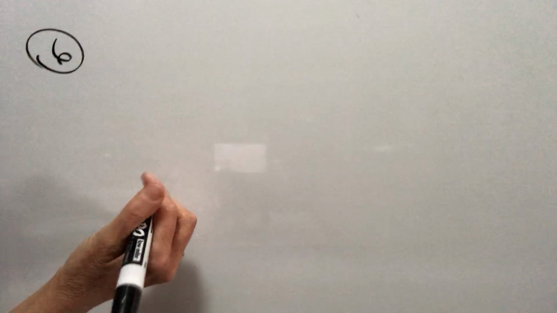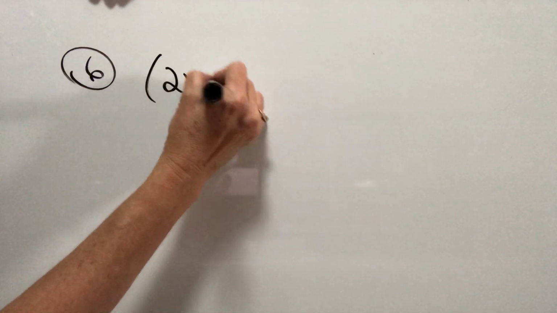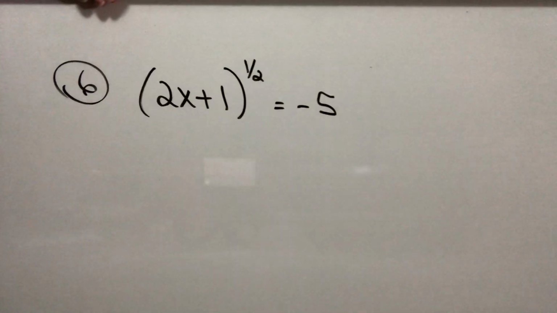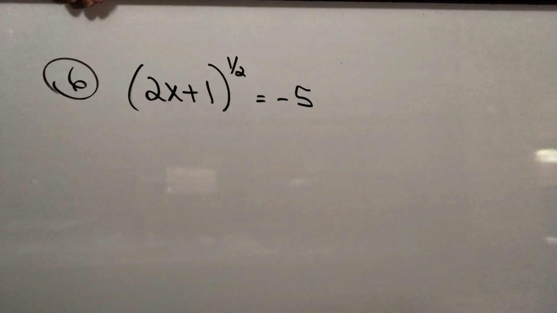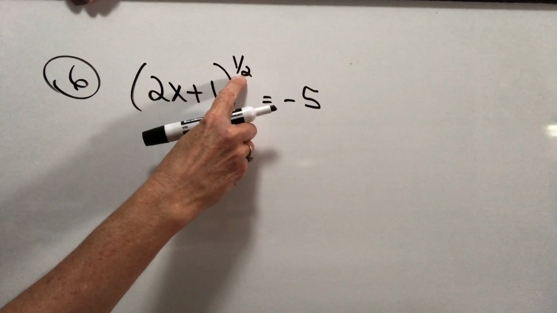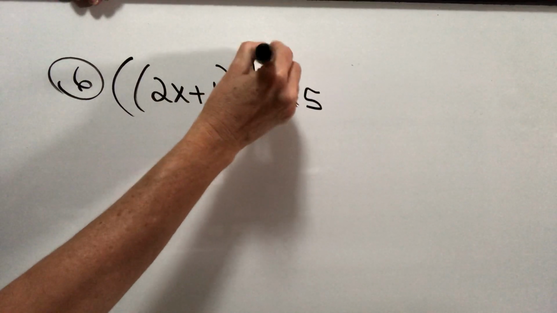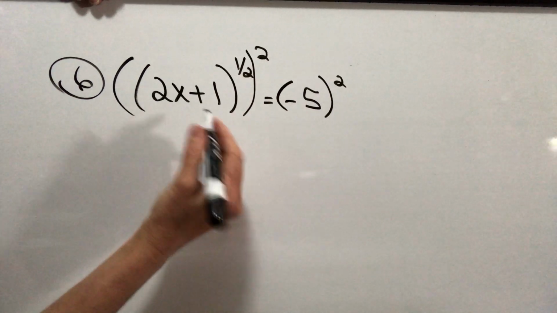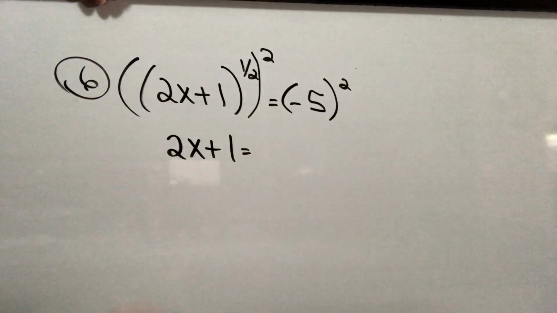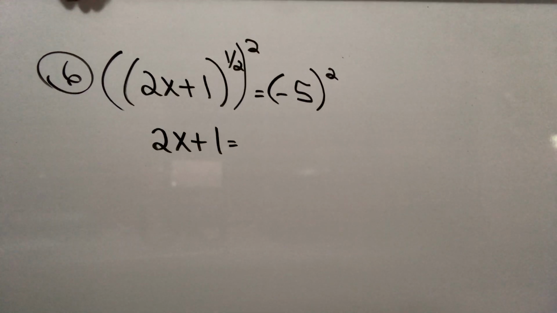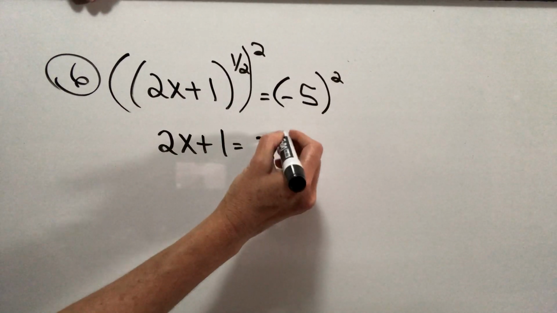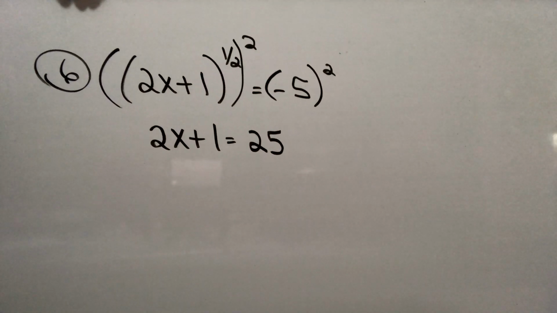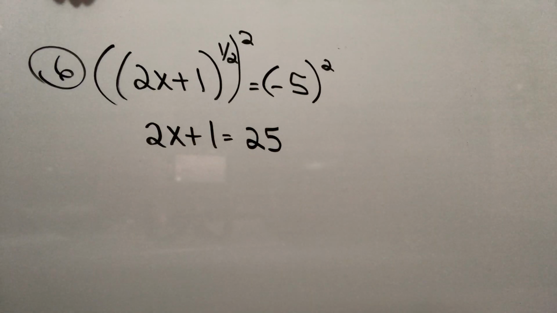Alrighty, so number 6, we have 2x plus 1 raised to the half power is -5. Okay. So you don't need to move anything around, just go to the step of raising to a power. So the reciprocal of 1/2 is 2, so I would square both sides. On the left side, the half and the 2 would become 1, so it's just 2x plus 1. On the right side, if you do -5 squared in parentheses, it should be 25. -5 times -5 is positive 25. If you use a calculator for that, the parentheses are necessary.